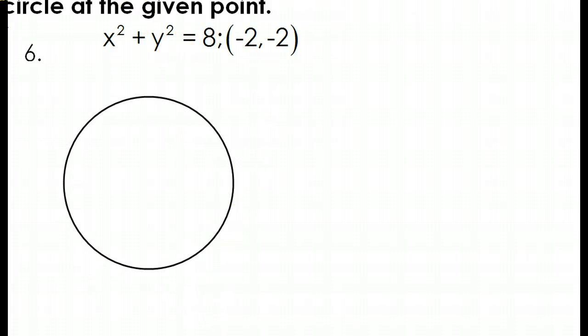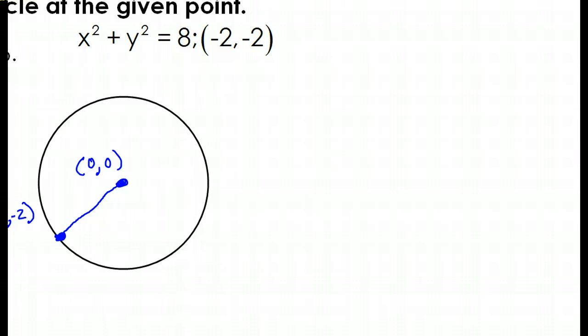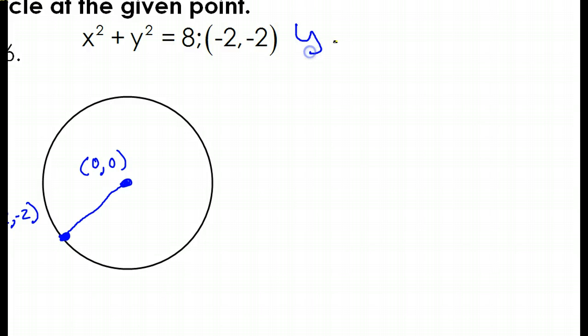Okay, so we've got this circle. Once again, the center is 0, 0. We've got this point on the circle, -2, -2. So that would be like left 2, down 2. It really doesn't matter where you put it. I could have still put it over here and the problem would work just fine. But, you know, OCD makes me try to put it in the right place. So there's my radius. So once again, I'm trying to find the equation of the tangent line.